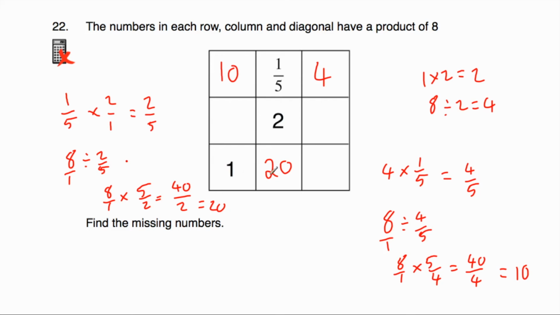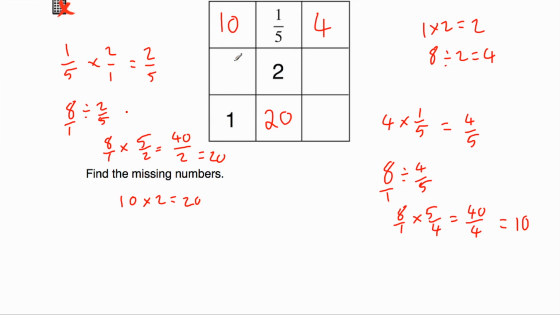So we've now got 3 of the numbers. We've just got 3 more to get. Let's get this number here. We know that the 3 numbers in this column will multiply together to be equal to 8. So we've got 10 times 1, which is 10, and if we multiply by this number we get 8. That means this number is going to be equal to 0.8, because I know that 0.8 times 10 is equal to 8.